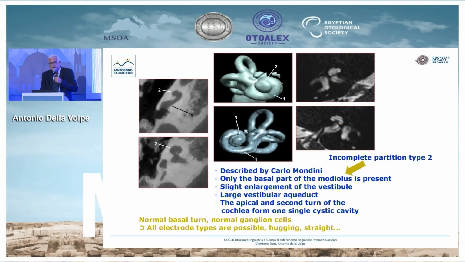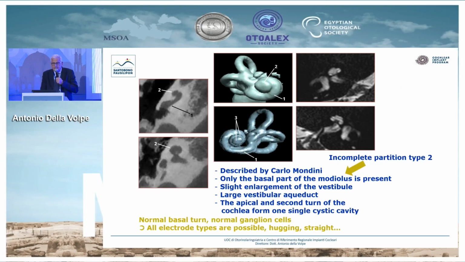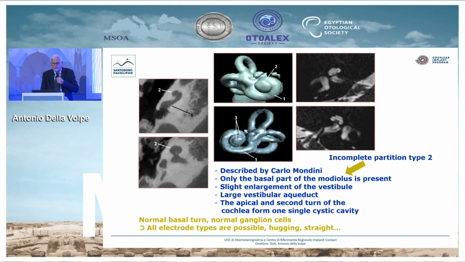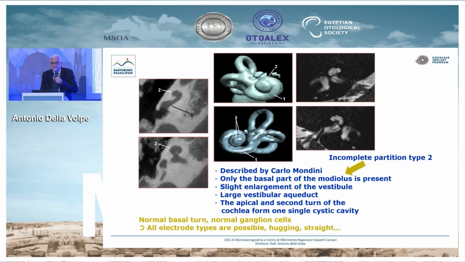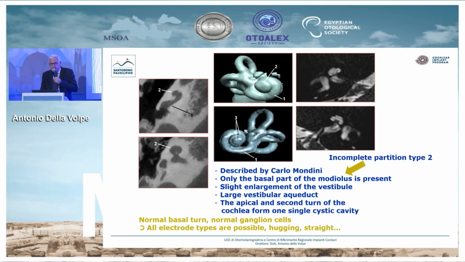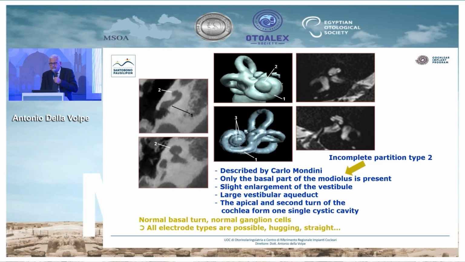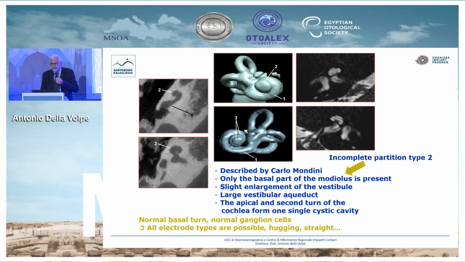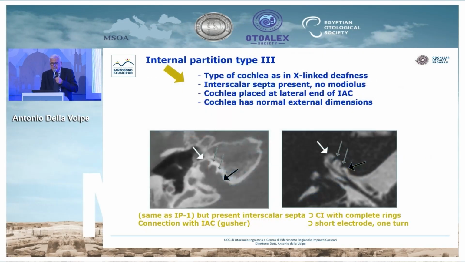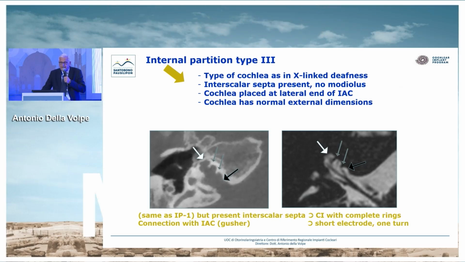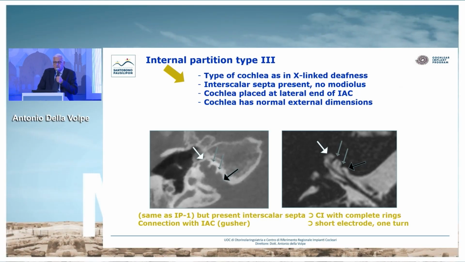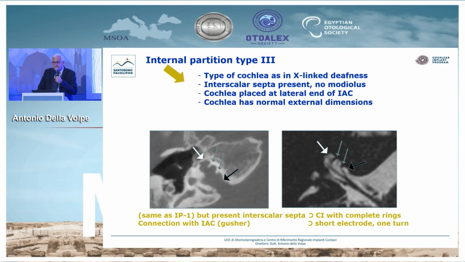Incomplete partition type 2 is maybe the best from the point of view of the results among the incomplete partitions. In this partition, the outcomes are very good. In this case, we have a normal basal turn and normal ganglion cells, and you can use a standard electrode. In incomplete partition type 3, you know that this is an X-linked deafness. There is the interscalar septum, there is no modiolus. The cochlea is placed at the lateral end of the internal canal. The cochlea has a normal external dimension.